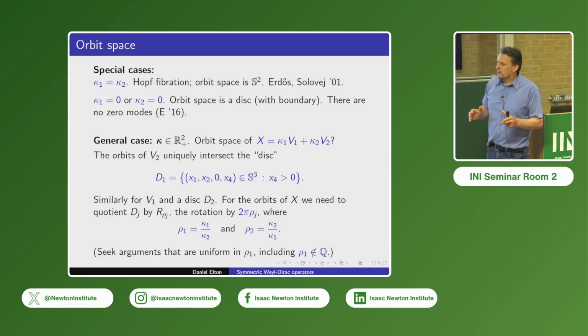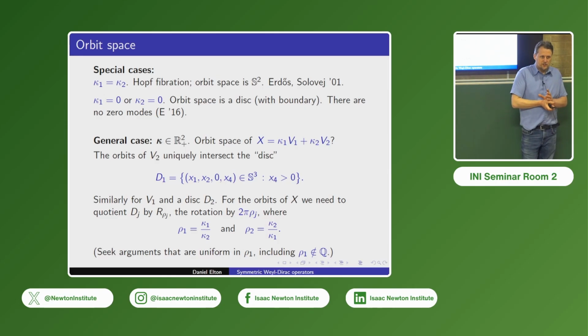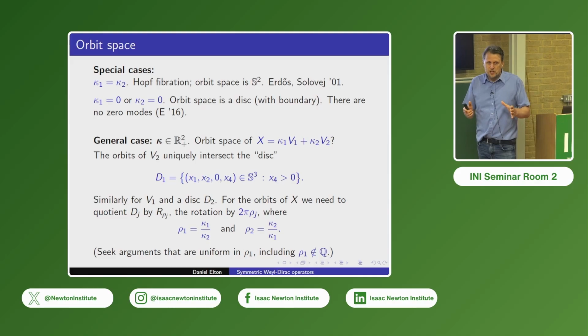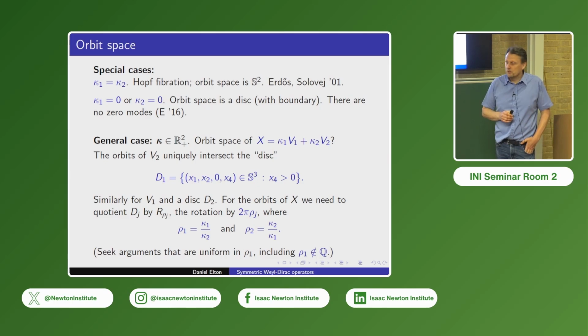So we get a very, well, you can already see that the orbit space is going to get a little bit nasty. It's a disk somehow quotiented by rotation. And when the rotation is irrational, we get something that's not even going to be Hausdorff. It's quite a messy space.